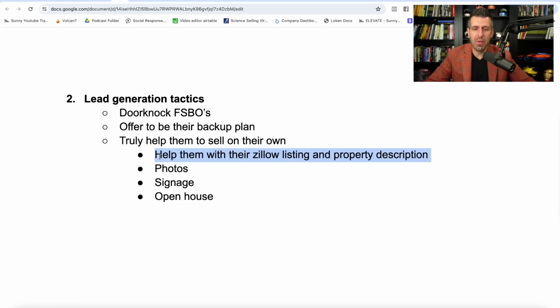So yes, you're going to help them with their Zillow listing and their property description. You can help them write that. You can help them with photos. You can help them with marketing. You can help them with signage. You can help them do open house events and vet out buyers on their behalf.